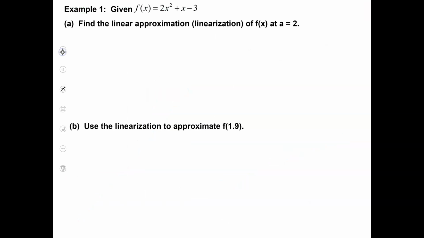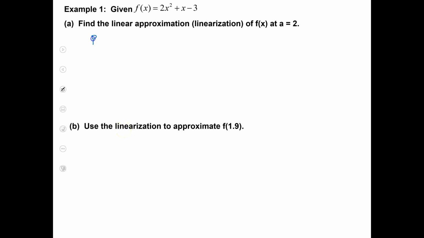All right, so let's do a couple. Example number 1, given that f of x equals 2x squared plus x minus 3, find the linear approximation, or the linearization, of f of x at a equals 2. Really that's just a fancy way for us to say, write me the equation of the tangent line at x equals 2. So what would we need to write the equation of the tangent line? We always need two things, point and slope, right?